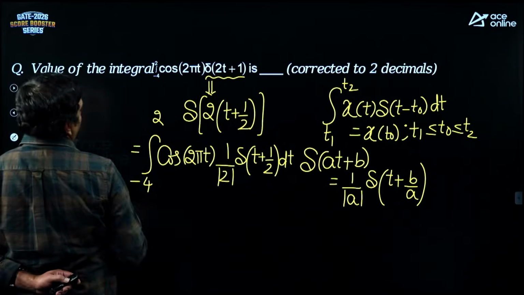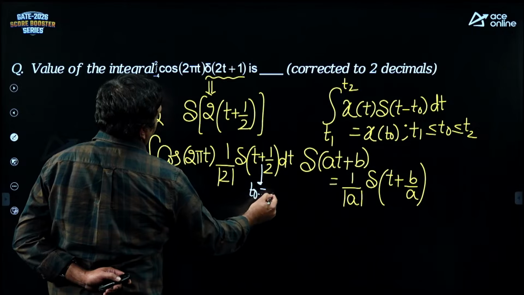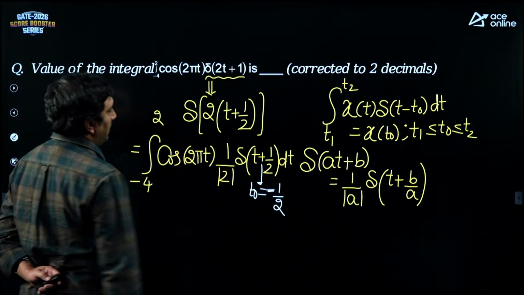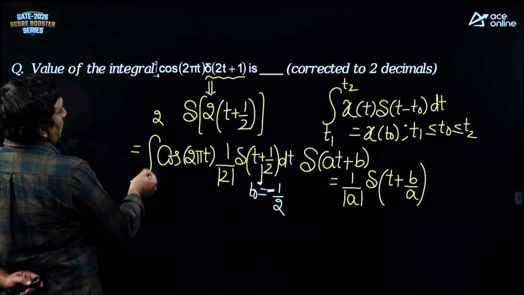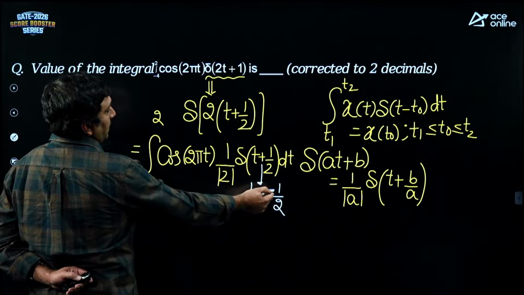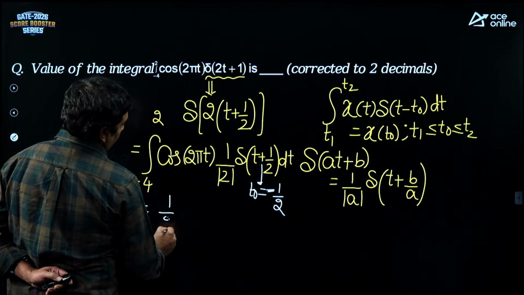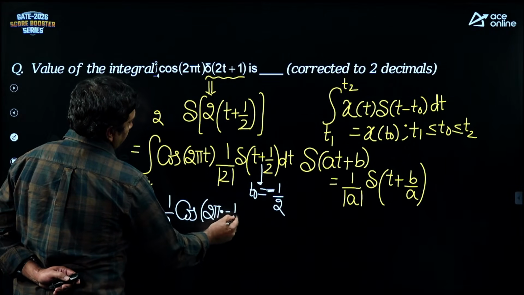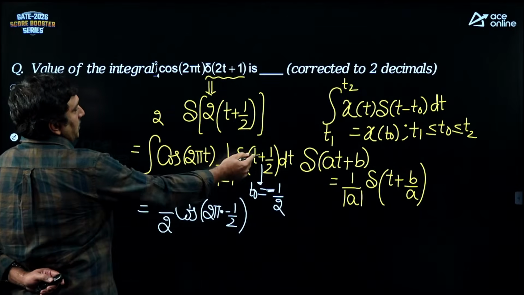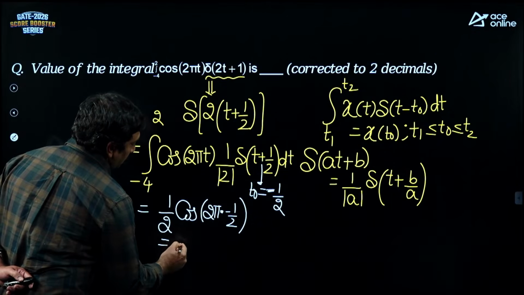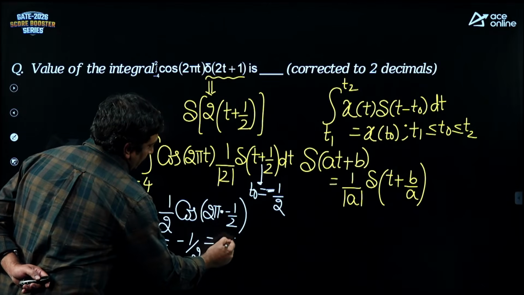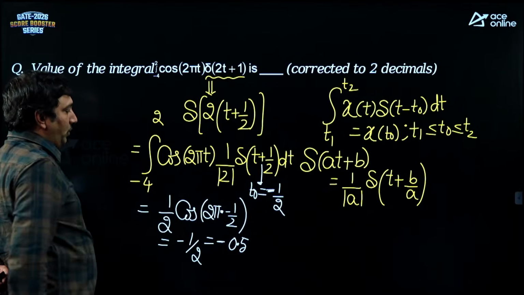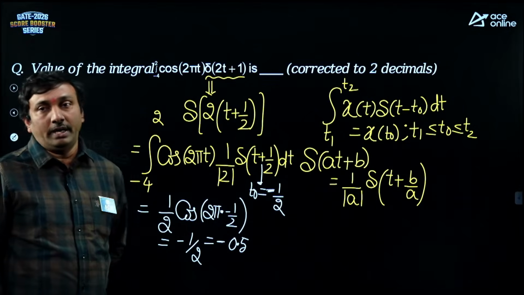So, what is the shift value? T minus t naught form, t naught is minus half. Minus 4 to 2 are the integration limits which include this. So, our result is 1 by 2 cos of 2 pi into minus half. Substitute the value there. Cos pi is minus 1. Extra 1 by 2 is there, result is minus 0.5.